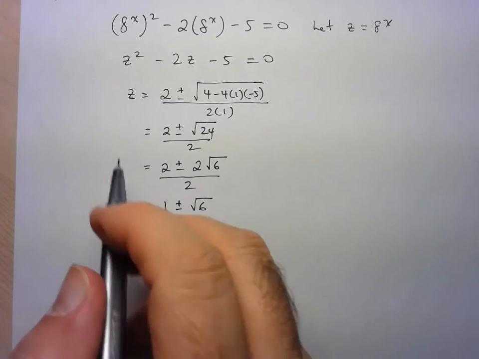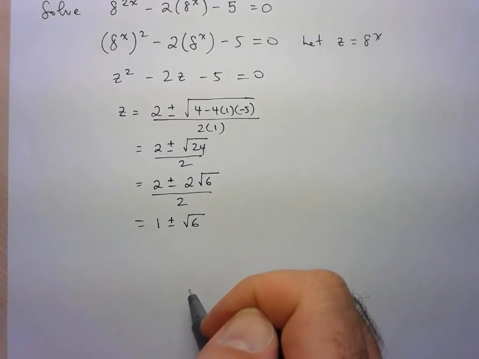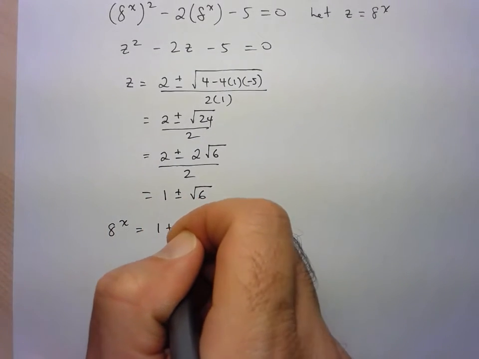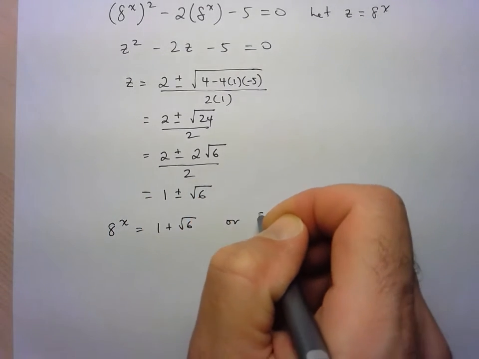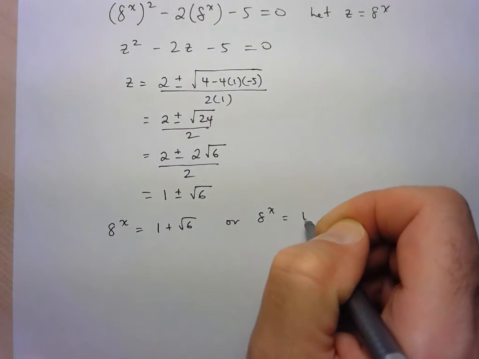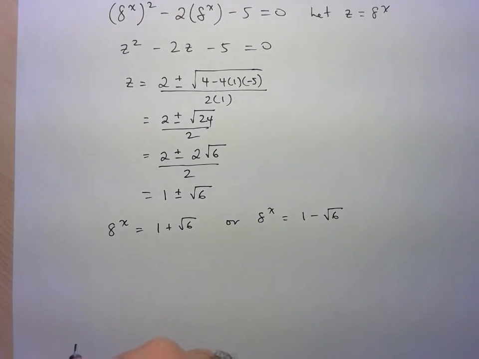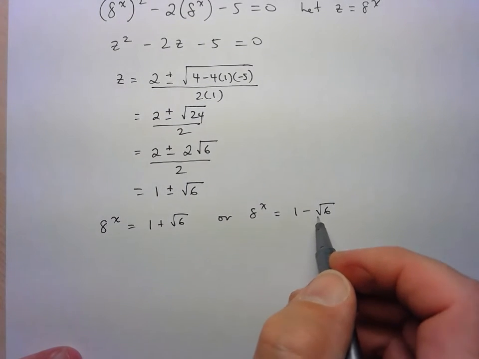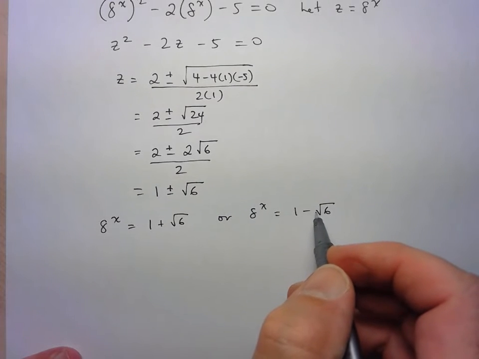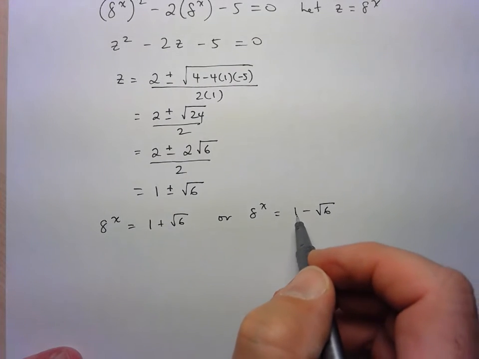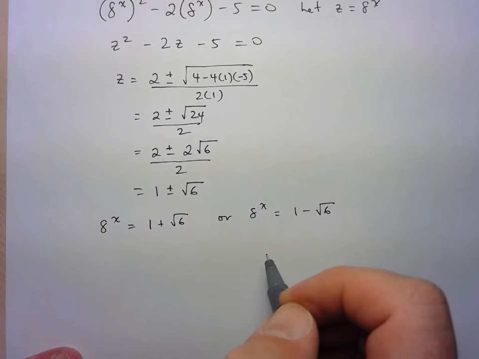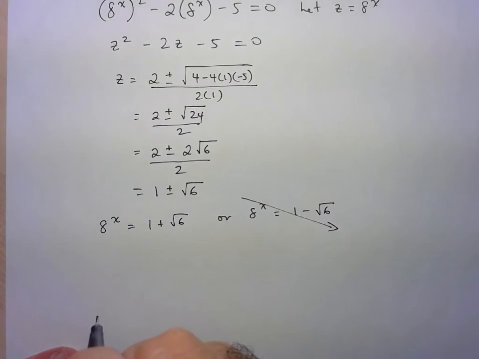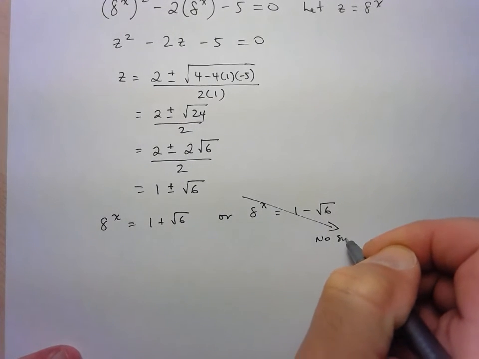But it's not z that we're trying to solve for, it's 8 to the x. So that means that 8 to the x can be equal to 1 plus root 6, or 8 to the x can be equal to 1 minus root 6. All right, now we can solve this. Now before I go on, I'm hoping that you're going to notice that root 6, regardless of what it is, is definitely larger than 1, and so 1 minus root 6 is going to be negative. So this is going to give us no solution.